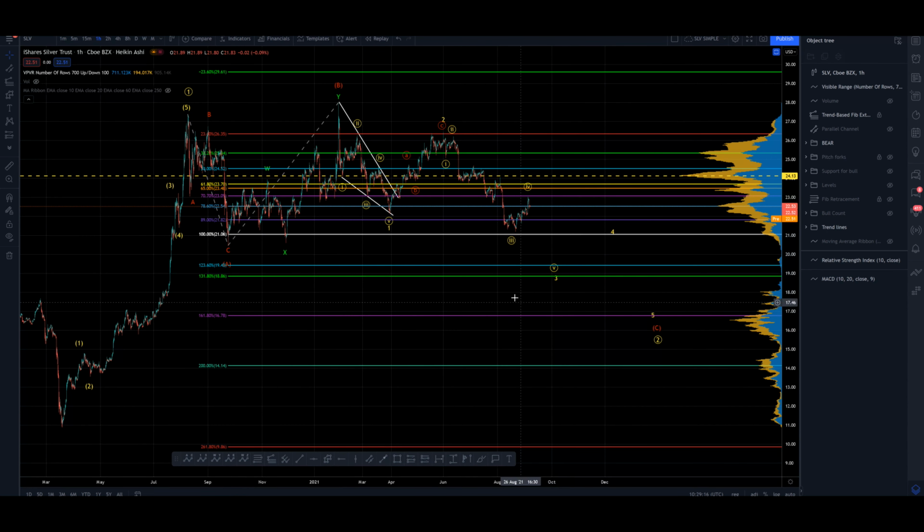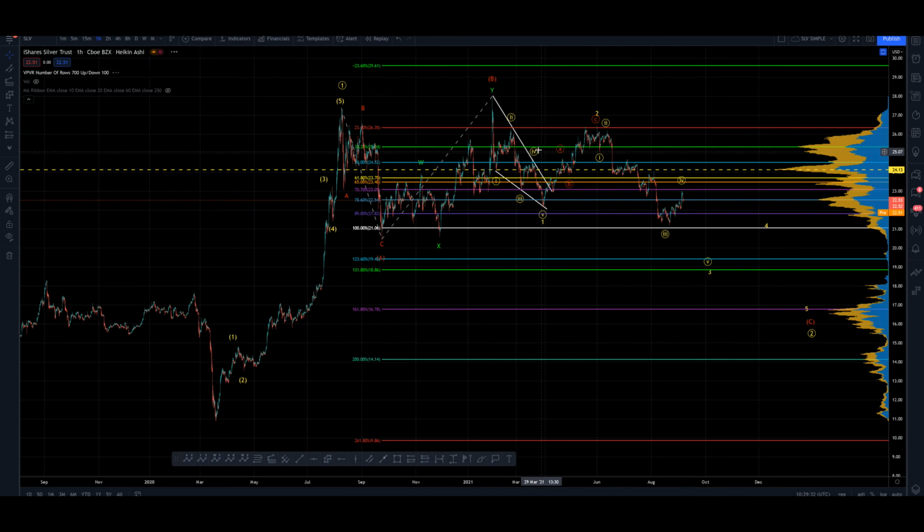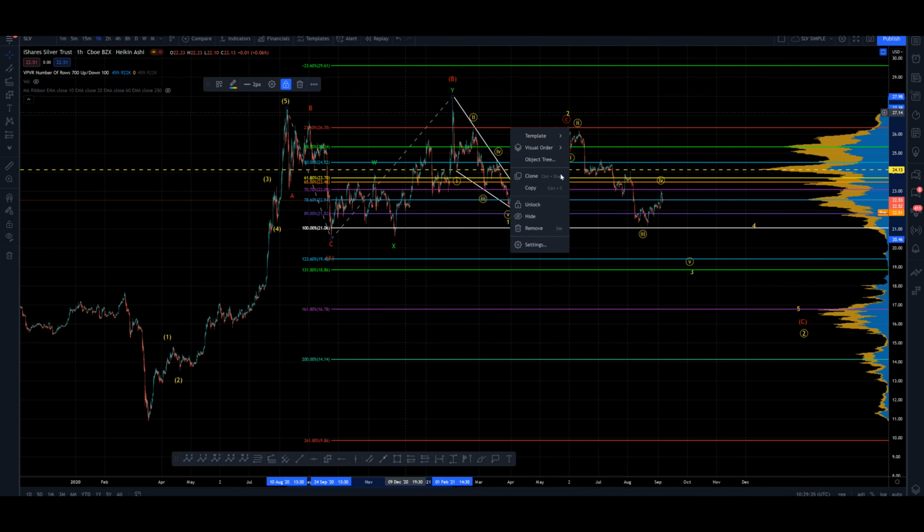It's not a guarantee by any stretch of the imagination. Like I said, the support is still very strong, and I would not really be getting in behind this idea until we see these lows break, which have been providing support for many months. So that's how I see silver for the moment.